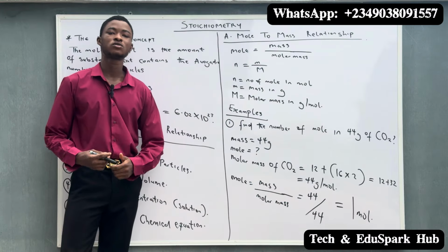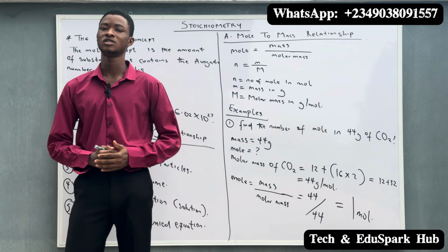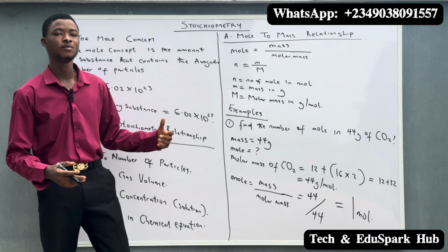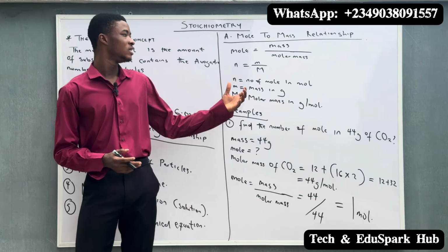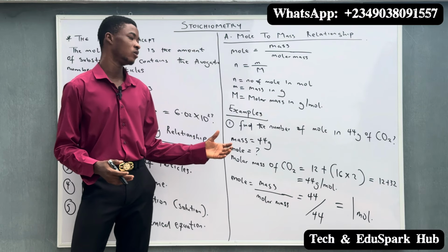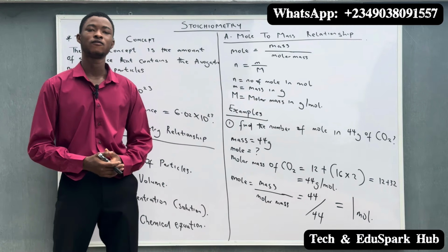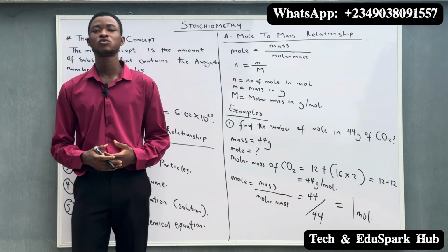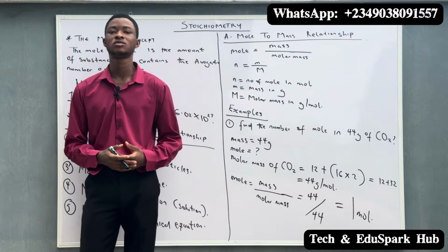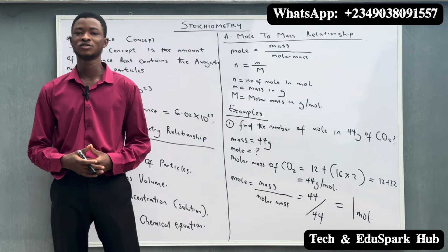So this is how we solve questions under the mole to mass relationship. Just master this formula very well, because no matter the question, you will need this formula. So our final answer to this kind of question is 1 mole. So let's look at another example, still on the stoichiometry of mole to mass relationship.